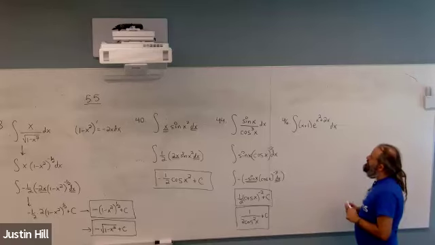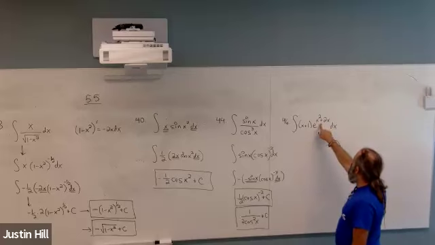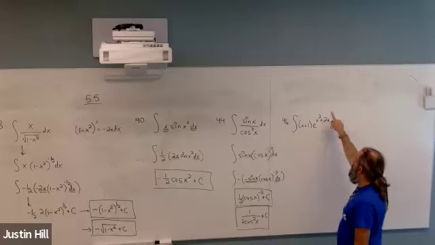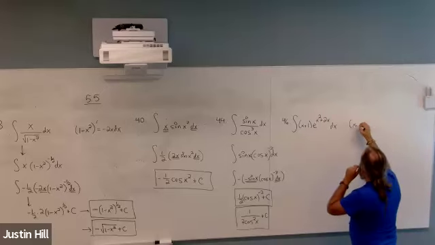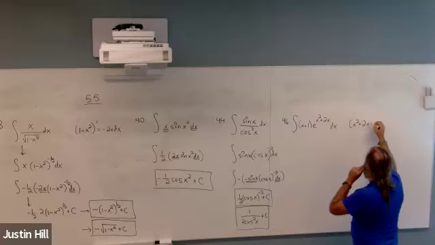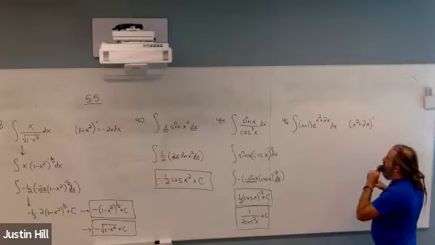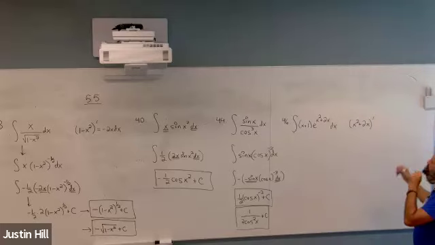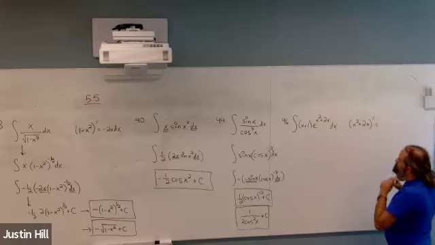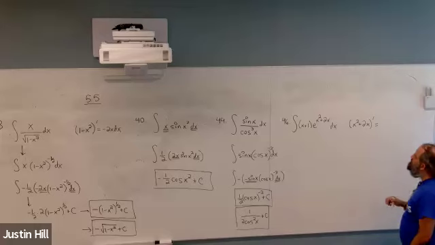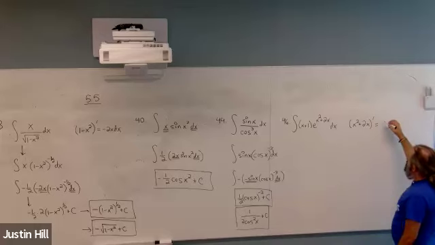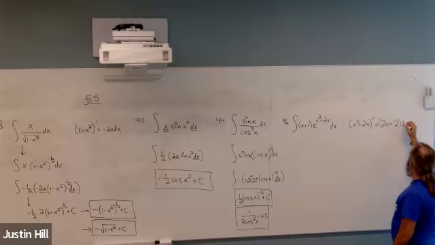So for instance, here what I see is x squared plus 2x is plugged into an exponential function. What is the derivative of x squared plus 2x? Good. So that should be 2x plus 2 dx.